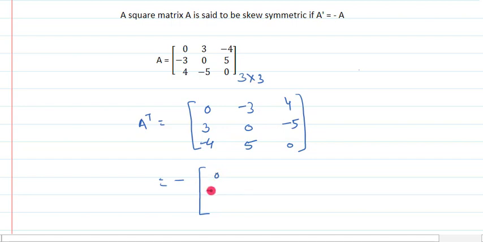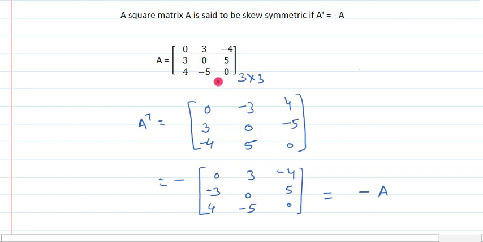So we are getting 0, minus 3, 4, 3, 0, minus 5, minus 4, 5, 0. Now let us compare the two, A and this matrix. So these two are same. So therefore we can write it as minus A. So therefore we have proved that A transpose is equal to negative of matrix. So therefore matrix A is the skew symmetric matrix.